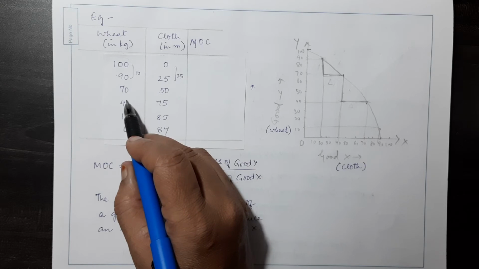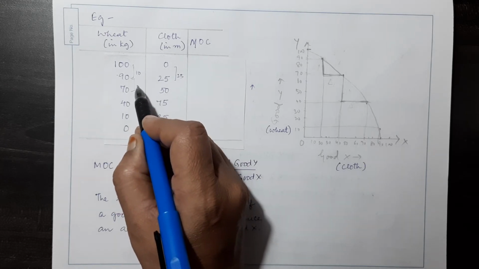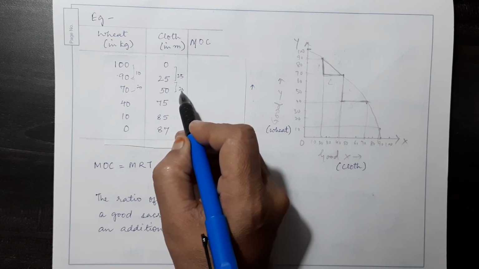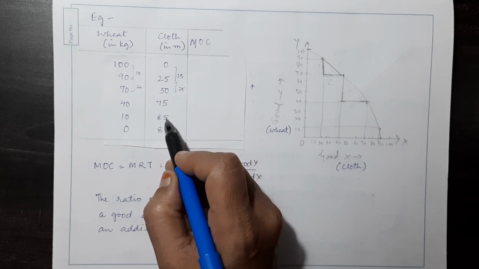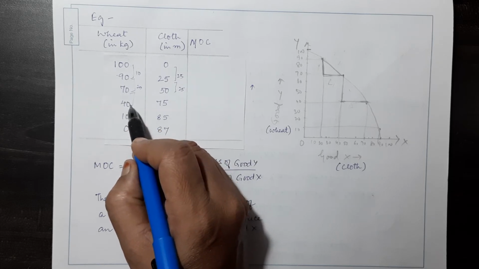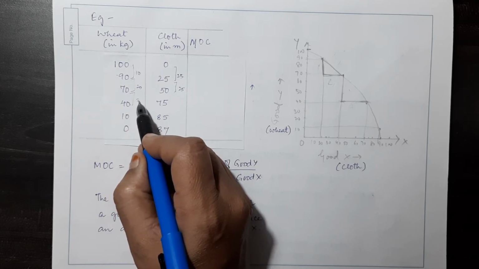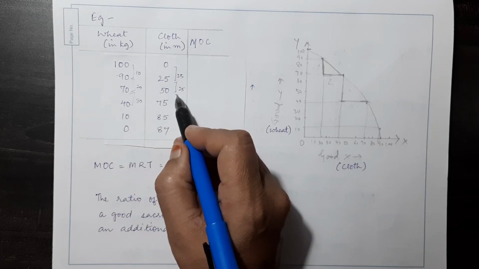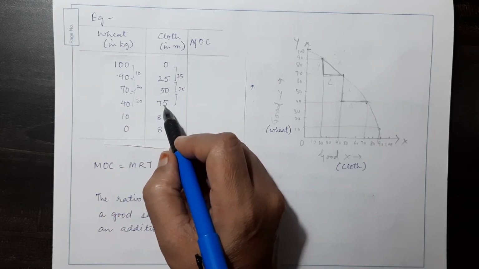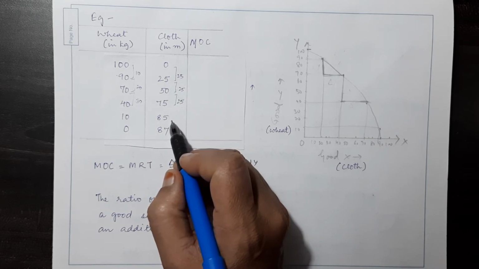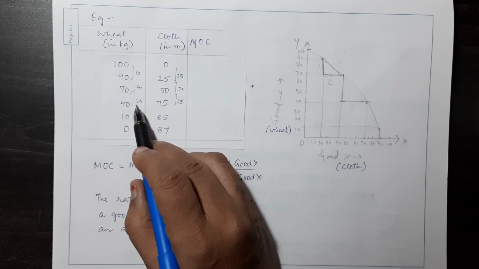In the second stage, we are foregoing 20 units of wheat to produce 25 more units of cloth. In the next stage, we are reducing the 70 to 40. So what is the difference? 30. So we are foregoing 30 units of wheat to produce 50 to 75. The difference is 25. So another 25 units of cloth can be produced when we forego 30 units of wheat.